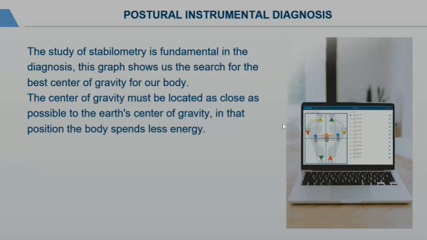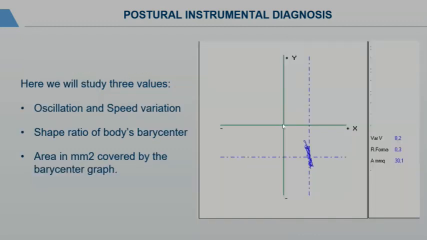Sometimes, to obtain that, it is creating adaptations, and chronic adaptation is creating disease. That's why it's important to measure that. Look at here, the barycenter of the body. We study 3 values here. I cannot do a lesson about posturometry, but shortly I try to explain: the variation of velocity, the relation form, and the area. The body does more movements forward and back than lateral.